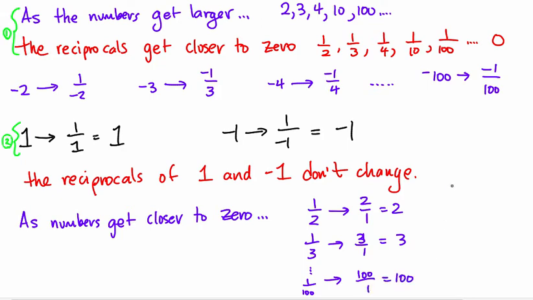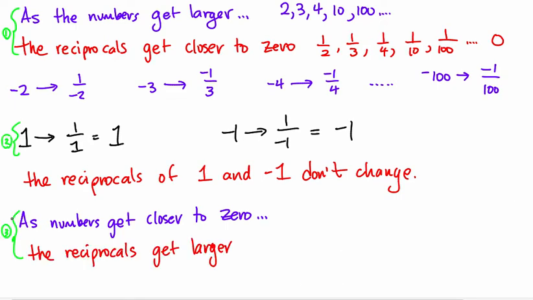In fact, if I get really close to 0, with a bunch of zeros here, this is a fraction really close to 0, the reciprocal to that will be a really big number. So, as the numbers get closer to 0, the reciprocals get larger. And there's our third pattern. Now, there are a couple other key bits that we'll put in a second, but let's go back and take a look at how this works with reciprocal functions.